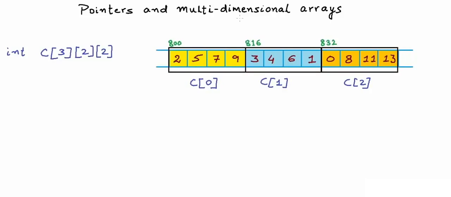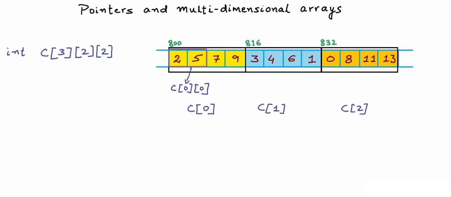I am assuming that each integer will take 4 bytes. So all these cells in yellow are part of the first 2-dimensional array. The next block of 16 bytes starting address 816 is C1, and the next block of 16 bytes starting 832 is C2. We can further break down the 2-dimensional arrays into one-dimensional arrays. The first 2 integers in C0 are part of the first one-dimensional array C00, and 7 and 9 are part of C01. The first integer in C00 can be accessed as C000, and we can go on like this.